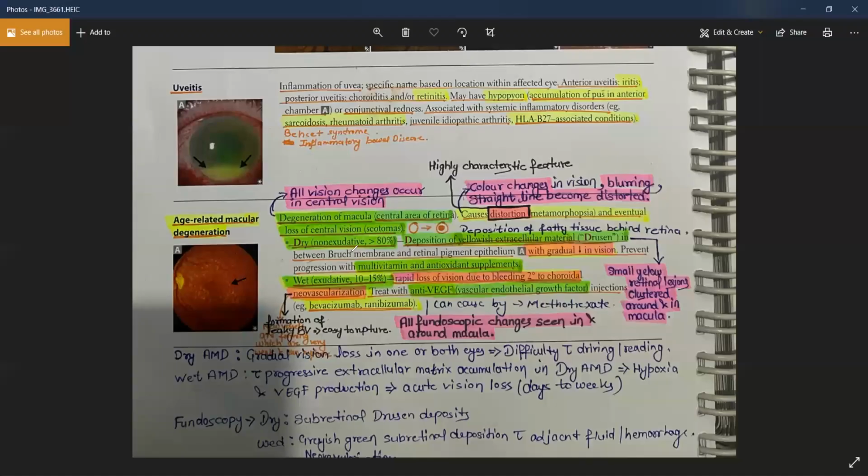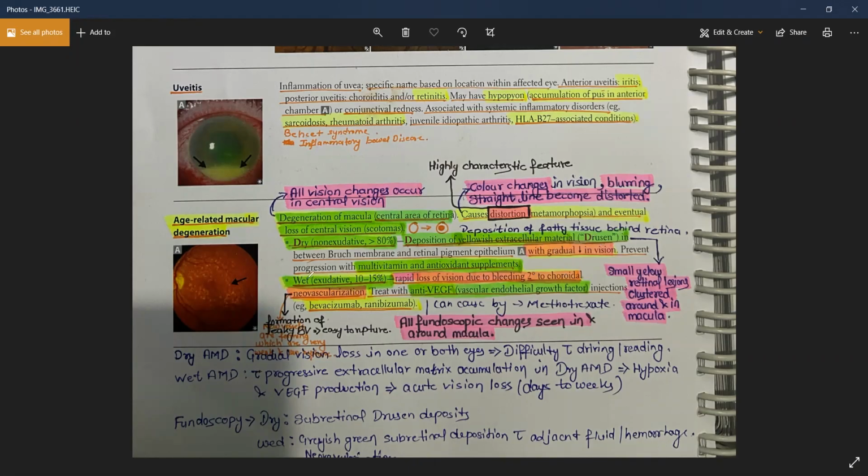And that's everything written here, the dry exudates and the wet exudates. Wet can cause rapid vision loss because of the choroidal neovascularization and the bleeding, treated with anti-VEGF. Dry, because of the deposits known as drusens, causes a gradual vision loss, and that would be around the macula only.